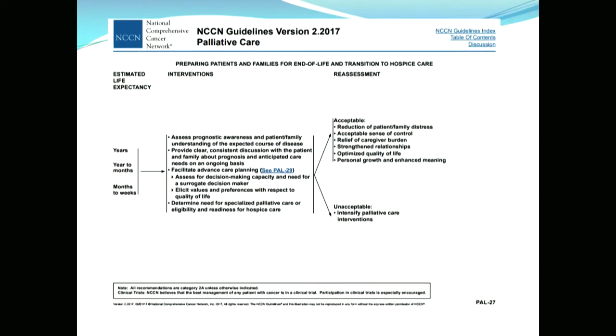So all the way out at years even, they're recommending that you assess prognostic awareness of the patient and family, provide clear, consistent discussion with the patient and family about prognosis and anticipated care needs, facilitate advanced care planning, particularly focusing on making sure they have a surrogate decision maker. And again, what I mentioned before that's really important to palliative care providers is getting at values and preferences and goals. And then determine the need for specialized palliative care or eligibility and readiness for hospice care.